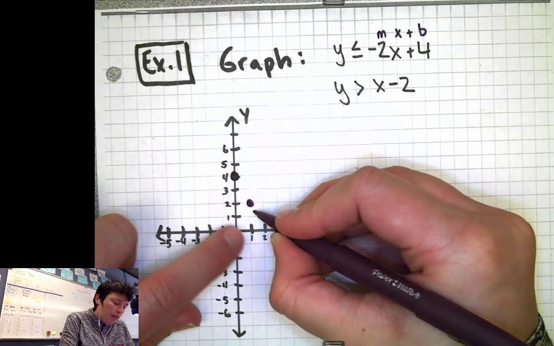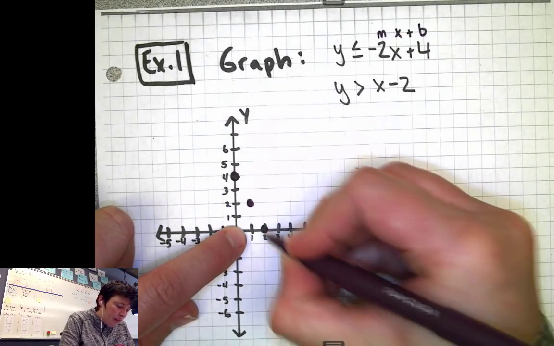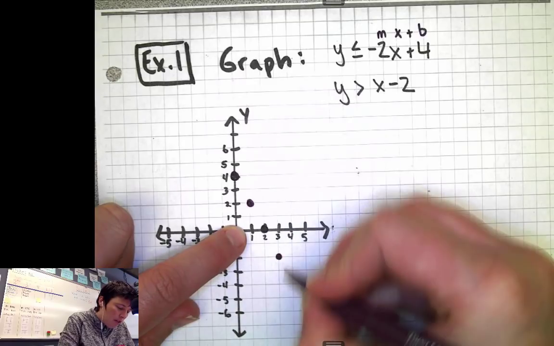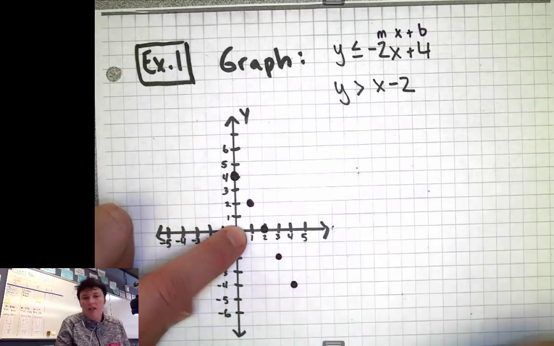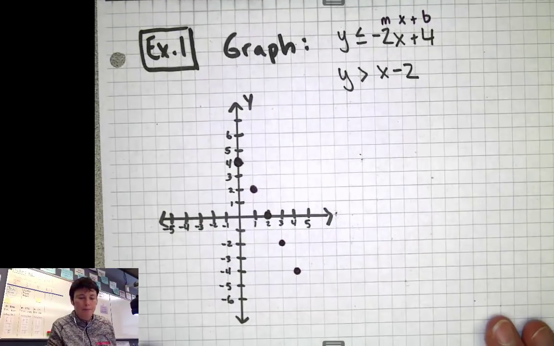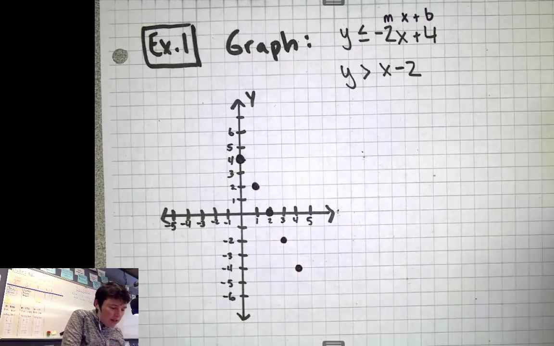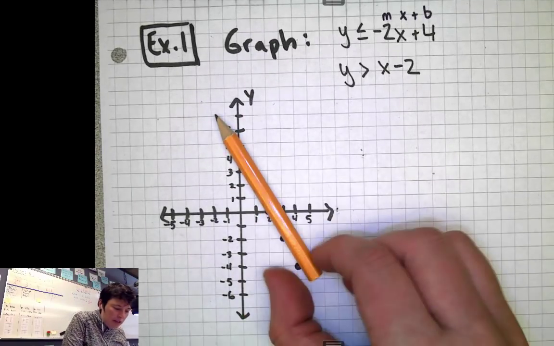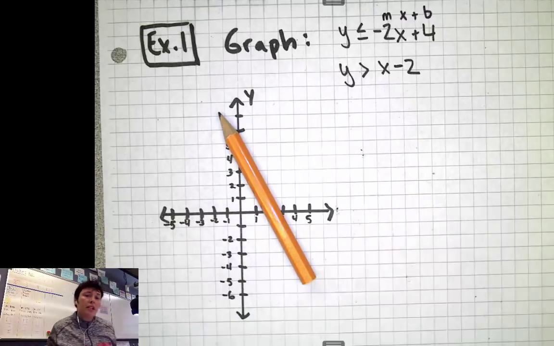So I'm going to go down 2 over 1, down 2 over 1, down 2 over 1, and I can do this for a while until I feel like stopping. And if I lay my pencil down, you can see the line is right there. And what we're going to be doing is testing and shading some points on that line.